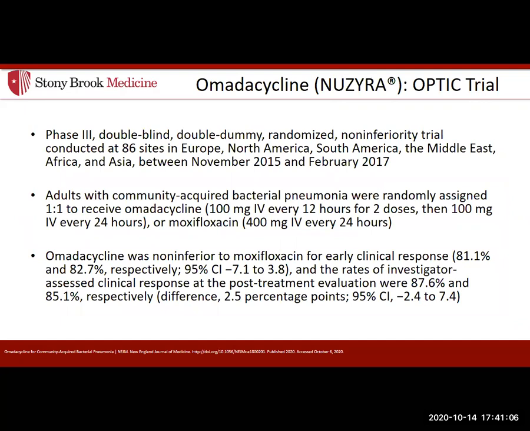So this efficacy data was from the OPTIC trial, which was a phase 3 study conducted to assess early clinical response and rates of investigator-assessed clinical response with omadacycline use. Adults with CAP were randomly assigned 1-to-1 to receive IV omadacycline or moxifloxacin. Additionally, a transition to oral therapy was allowed after 3 days of IV therapy. Here, omadacycline was found to be non-inferior to moxifloxacin for the treatment of community-acquired pneumonia in adults.